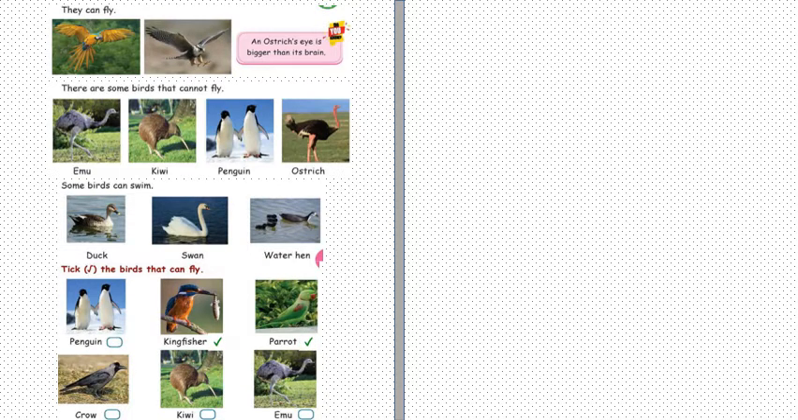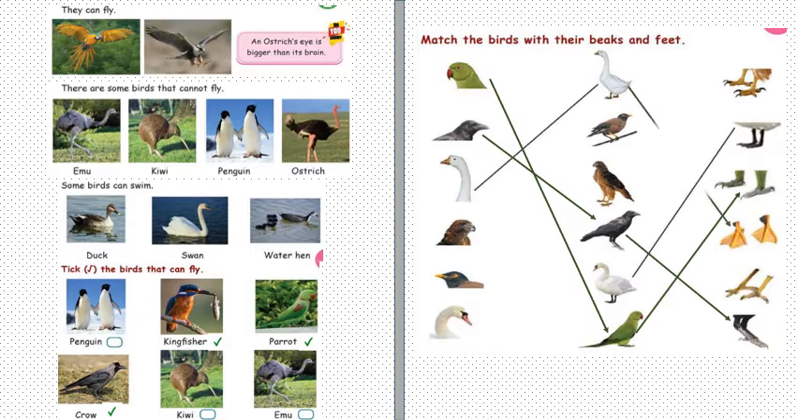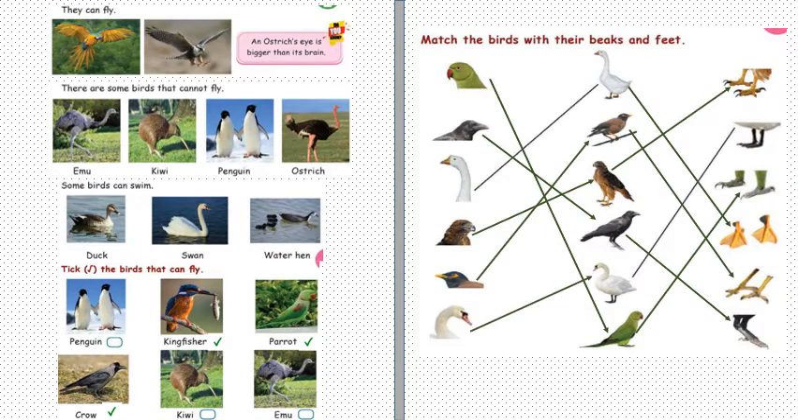We have kingfisher, parrot and crow. Now here we need to match the birds with their beaks and feet. We start from parrot and then we have the crow, then we have the duck and then we have the eagle, then we can see myna and the swan.